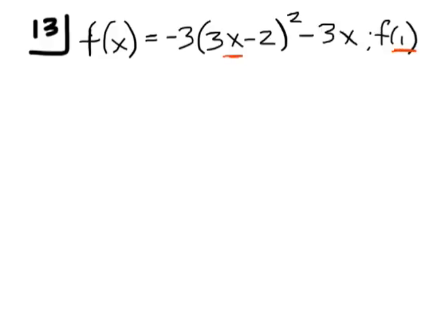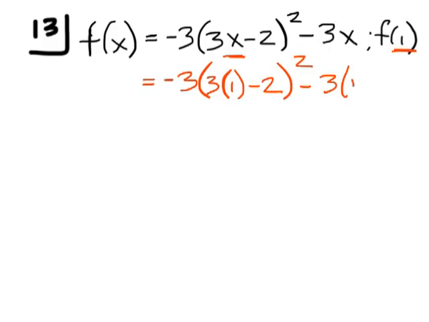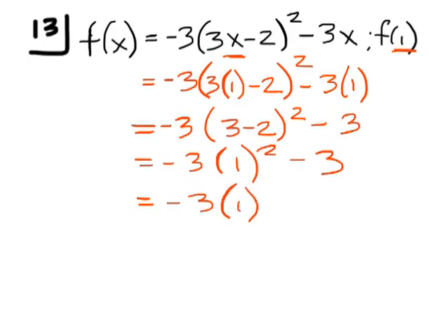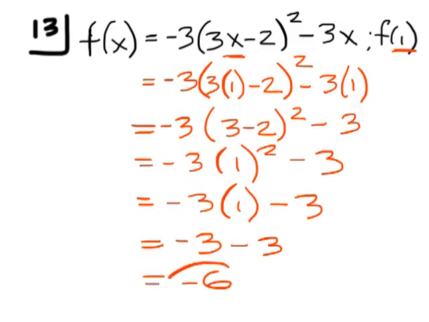Alright, put in the 1 here, and you're going to end up with -3 times the quantity squared of 3 times 1 minus 2, close the quantity, and then minus 3 times 1. Inside the parentheses, that's 3 minus 2. Outside, that's simply minus 3. Inside the parentheses, you have a 1, which you're going to square, and that stays as 1. So that would be -3 times 1, which is a -3, minus 3, should end up being a -6.